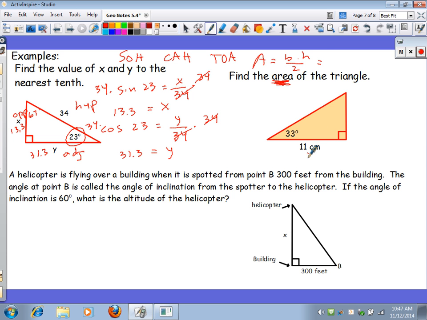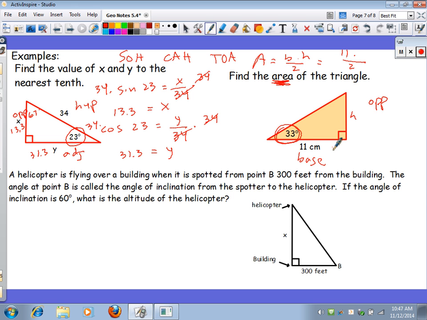Right now, I know the base. That's what I have. So I have 11. I don't know the height, and I do know that I'm going to divide by 2. So I need to find this height right here, this h for height. This h is the opposite side of my 33-degree angle.